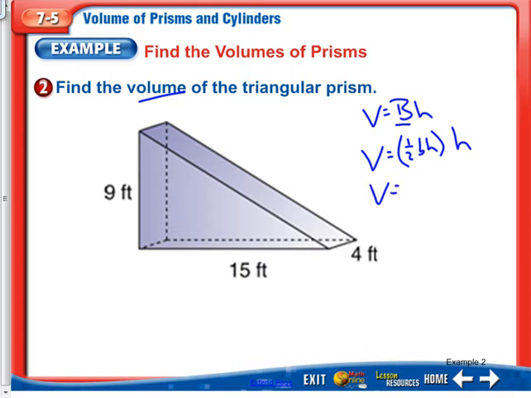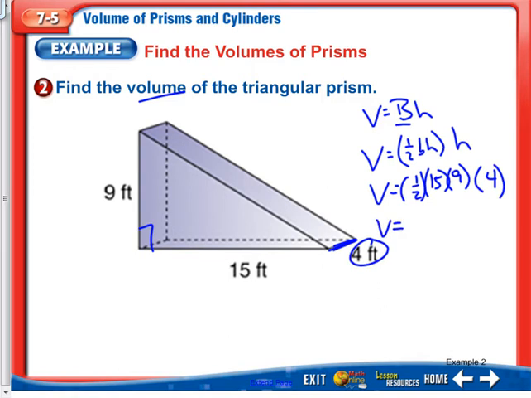The first thing we need to look at is a triangle. This looks like a right triangle here. So my base is 15, and my height of my triangle is 9. So I'm going to do 1/2 times 15 times 9. Now, the height of my prism is this right here. So that's my 4. So that's all times 4. So now we're going to do volume equals.